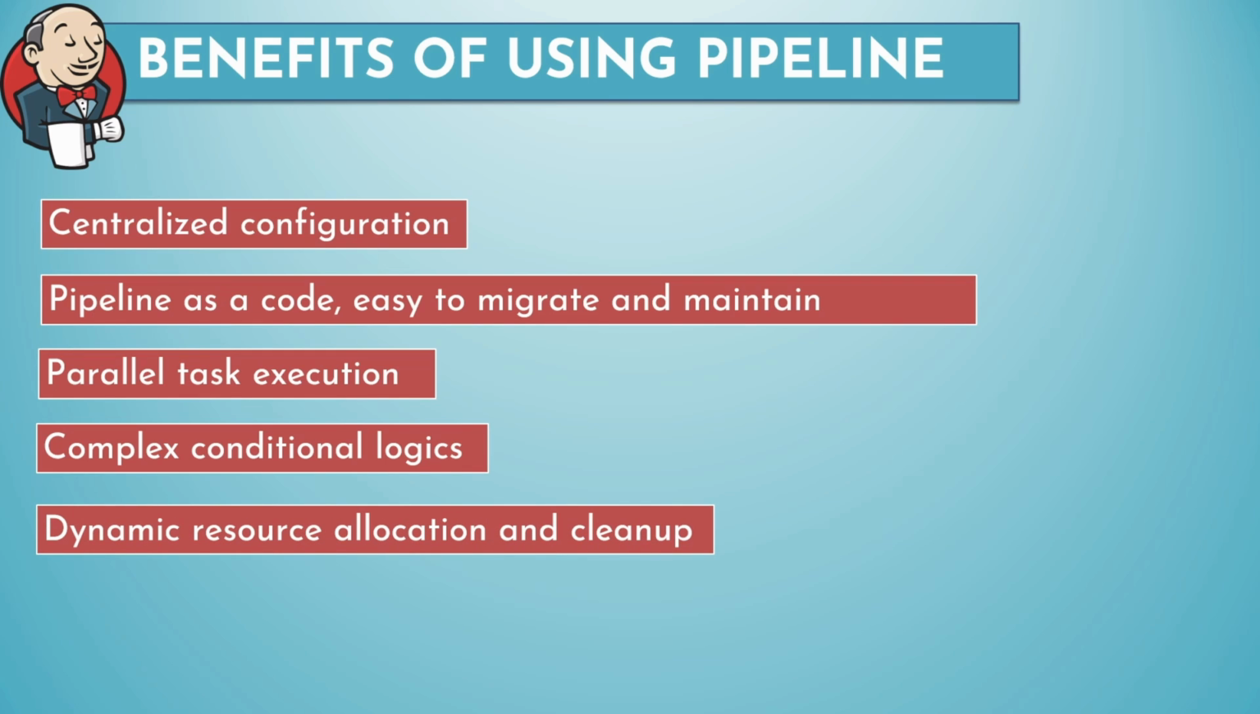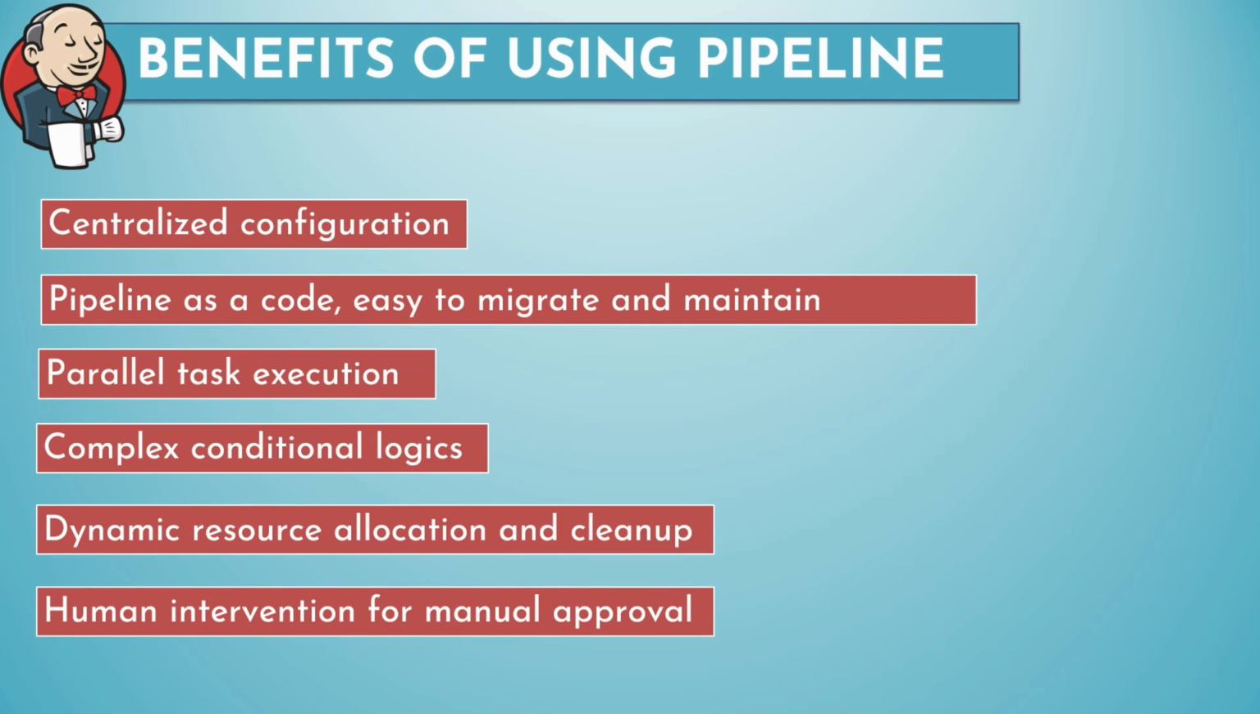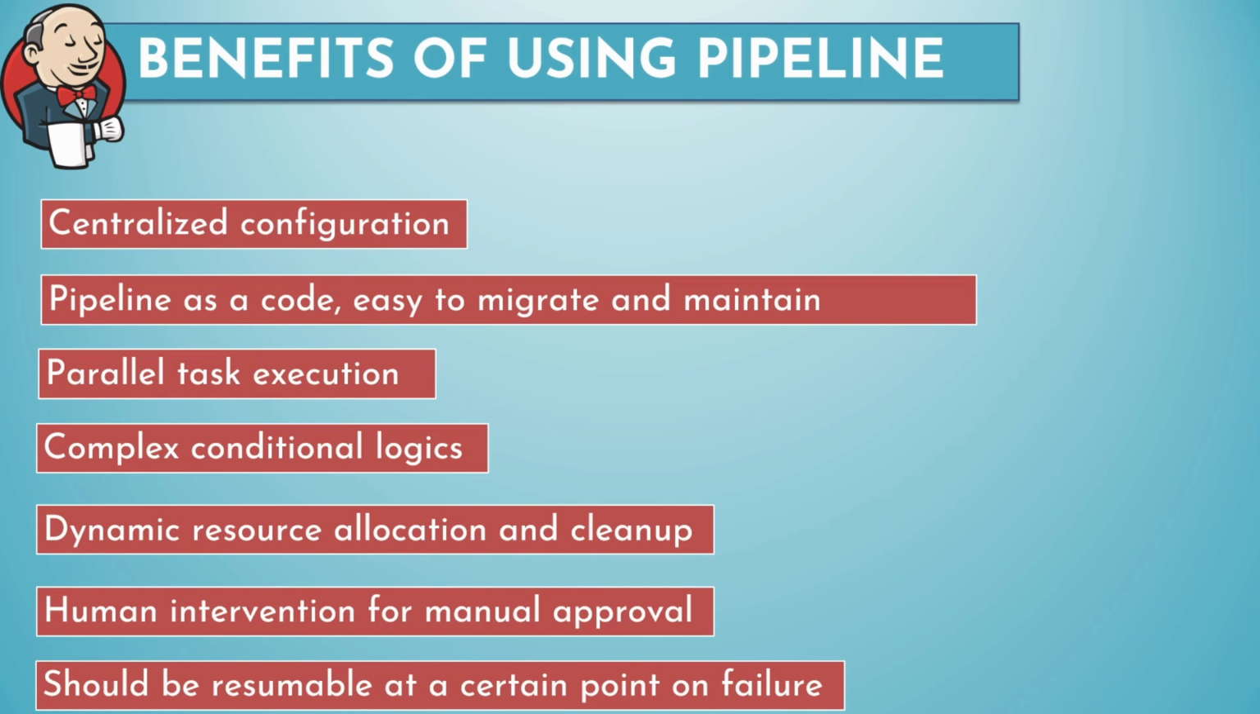There is another advantage of using it, which is dynamic resource allocation and cleanup. Human intervention for manual approvals can be added to improve the security of the pipeline. Let's say you want someone to manually approve the pipeline before it actually deploys the code in your production environment. This is possible with the help of Jenkins pipeline. And it provides the functionality to resume at a certain point on failure.